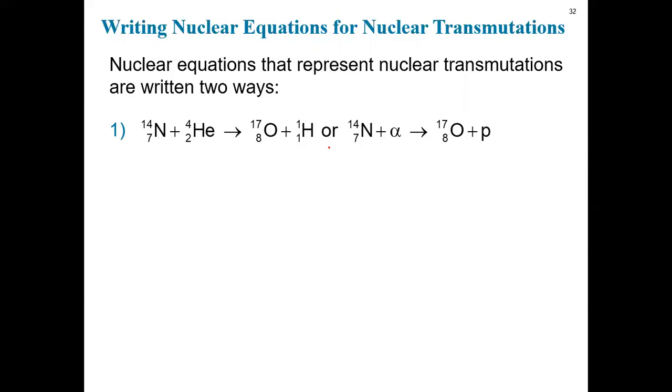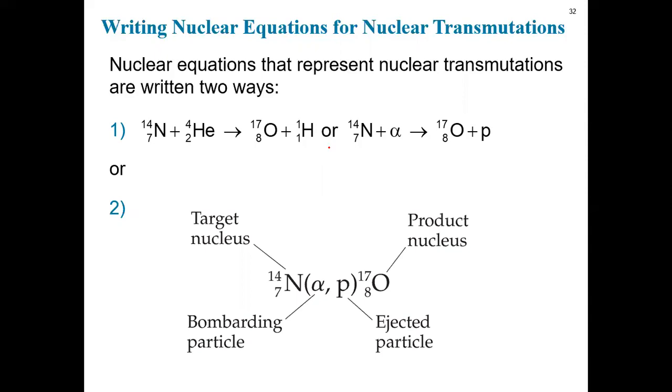There's also a short notation, a condensed way to write this kind of nuclear equation for nuclear transmutations. You write the so-called target nucleus, which means the nucleus in the reactant, and then inside the parentheses, you write the smaller particles. The first smaller particle is the particle you use to bombard your reactant nucleus. In this case, we use He, which means helium nucleus, also called the alpha particle. So therefore, we use alpha.